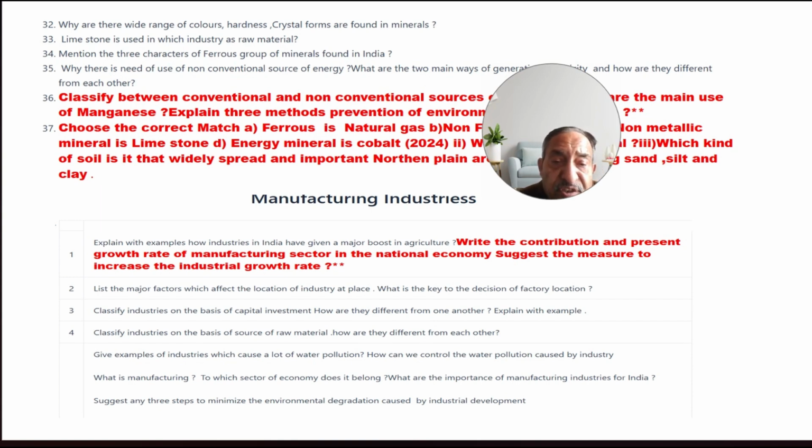What is manufacturing? To which sector of economy does it belong? What are the importance of manufacturing industries for India? Suggest the three steps to minimize the environmental degradation caused by industrial development.